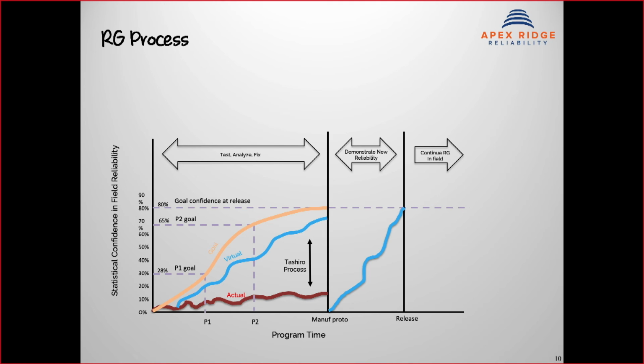Now, the way you get from the actual to the virtual is the Toshiro process, as I described, and we'll go into that next. That process is effectively helping you identify the issues, log them, drive them to root cause using the 5 Why method, and then create corrective actions that you can implement.